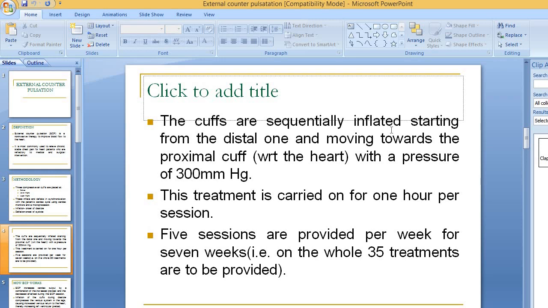This treatment should be carried out for 1 hour per session. Totally 5 sessions are provided per week for 7 weeks, so 7 into 5, 35 treatments need to be provided.